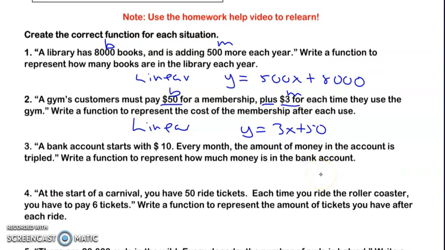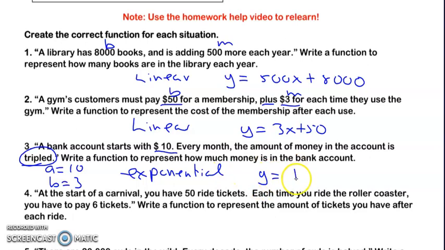The bank account starts with $10, and each month the money in the account is tripled. Tripled tells me right off the bat that's going to be exponential. Write a function to represent how much money is in the bank. So we know it's starting with 10 and it's tripling, which means that's my B. So we would say that this would be exponential. And I would write it as y equals 10, 3, and x as an exponent.